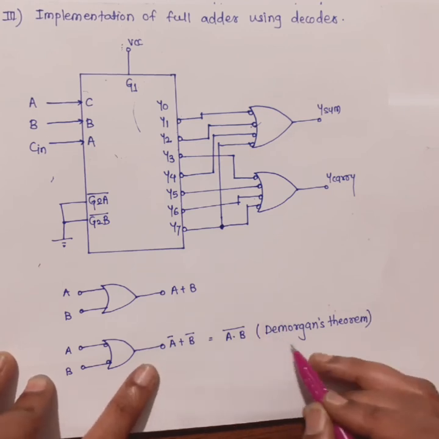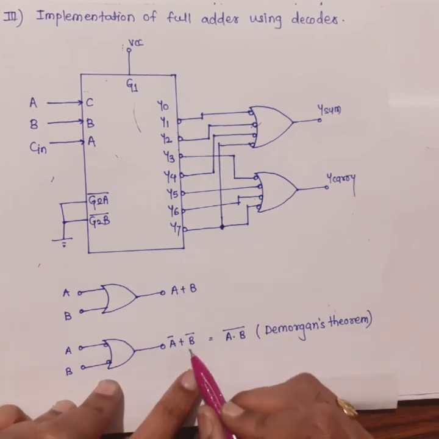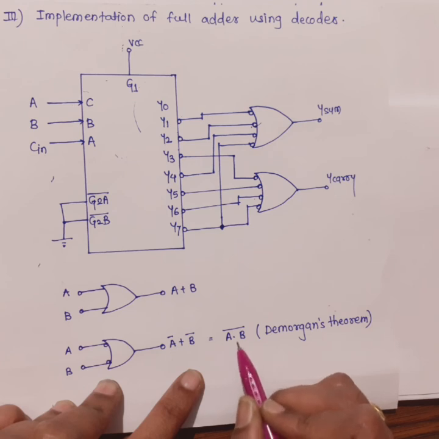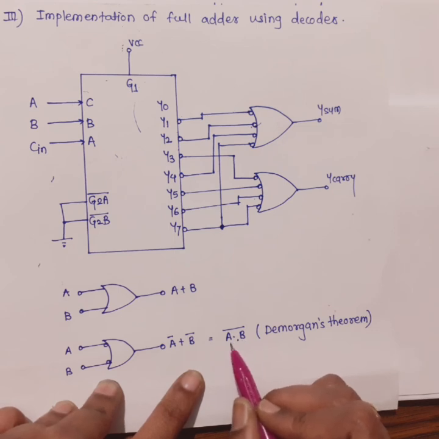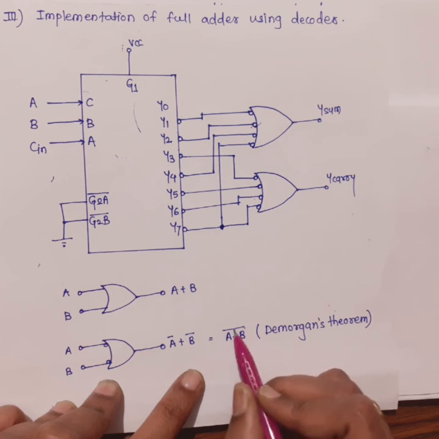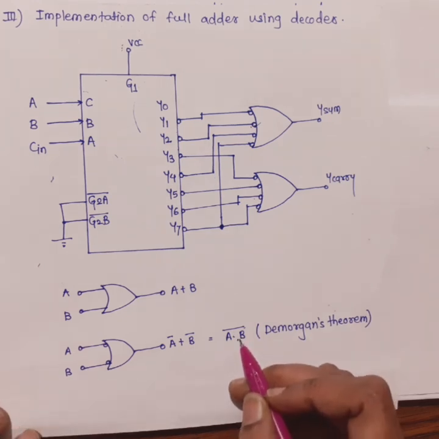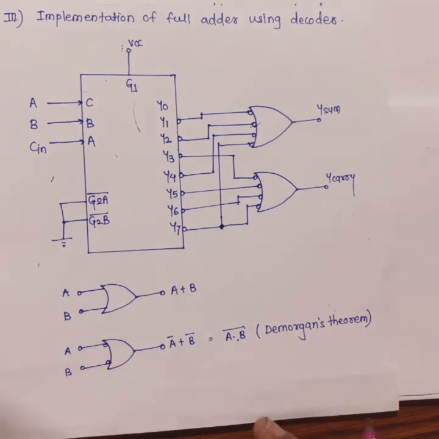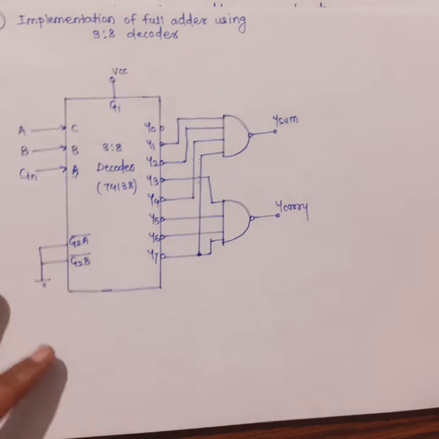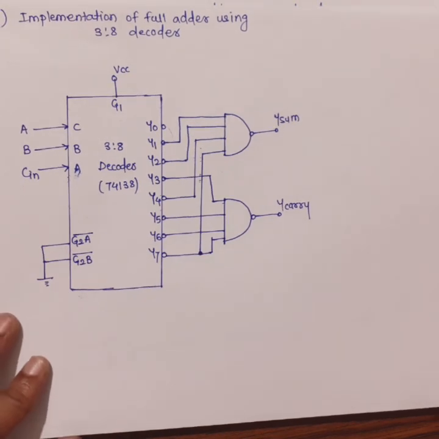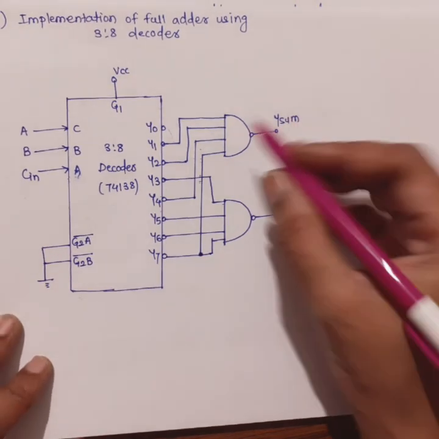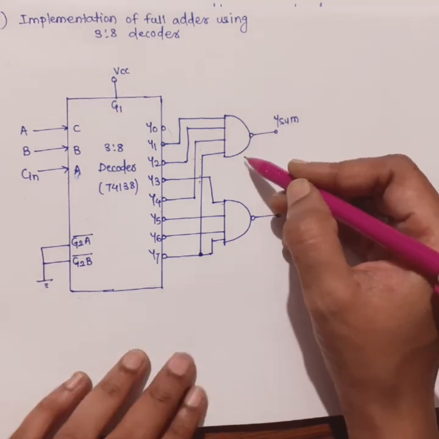Now De Morgan's theorem says A bar plus B bar is equivalent to (A dot B) bar, and this could be achieved from the NAND gate. See, A dot B, these two are ANDed. With this complement, (A dot B) bar, with this complement, the AND gate is bubbled. So we can have the NAND gate. So this is the equivalent implementation of full adder using decoder, where bubbled OR gate is simply replaced by NAND gate.